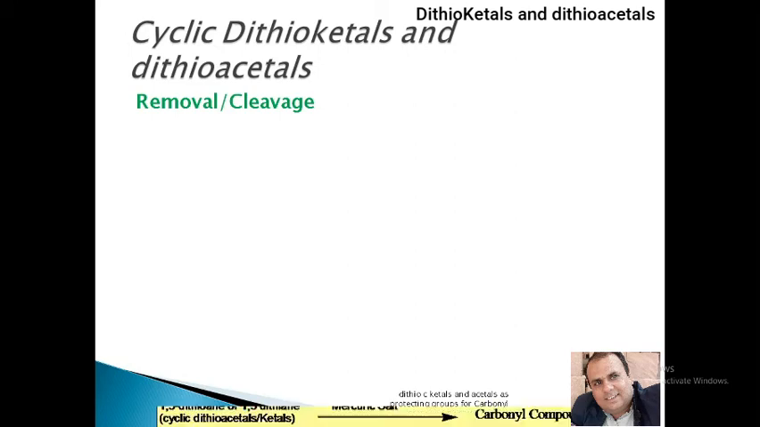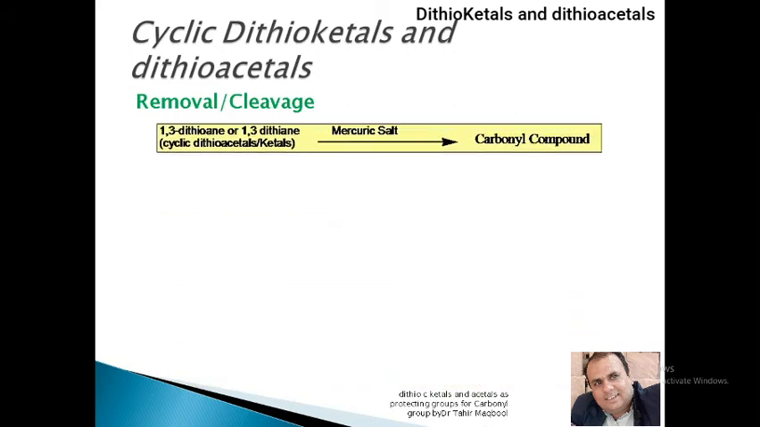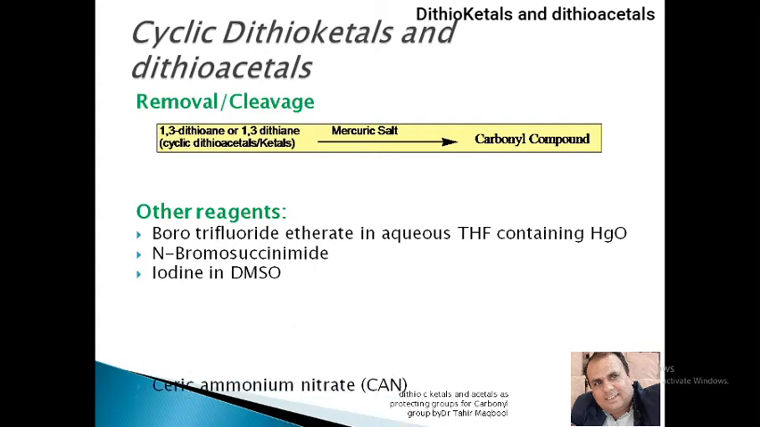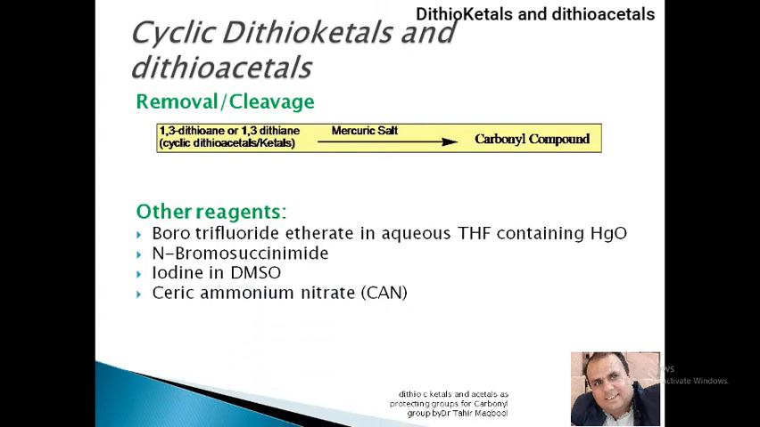As far as removal or cleavage is concerned, the most common method is to treat the 1,3-dithiane or dithiolane with mercuric salt. You will get your original carbonyl compound back. There are many other reagents which you can apply and you can see in the literature. The first one is boron trifluoride etherate in aqueous THF containing mercuric oxide. Alternatively, you can use N-bromosuccinimide. You can also use iodine in dimethyl sulfoxide. You can use ceric ammonium nitrate.